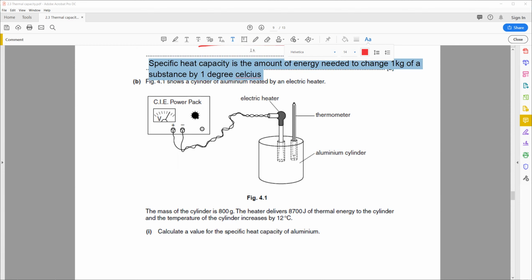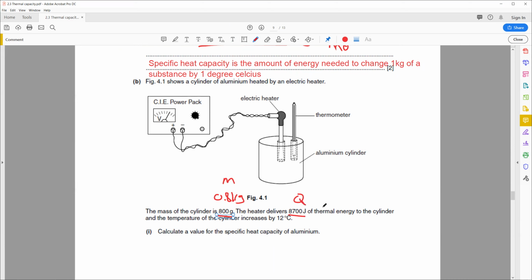Then after that, moving on to this next part here, which is essentially calculation. Figure 4.1 shows the cylinder of aluminum heated by an electrical heater. The mass of the cylinder is 800 grams. Obviously, I'm going to change it to 0.8 kg first and identify that this is mass. The heater delivers this amount of energy, which is obviously your heat energy, right?